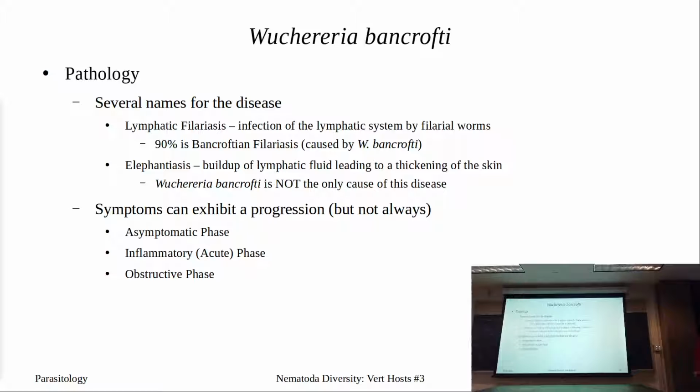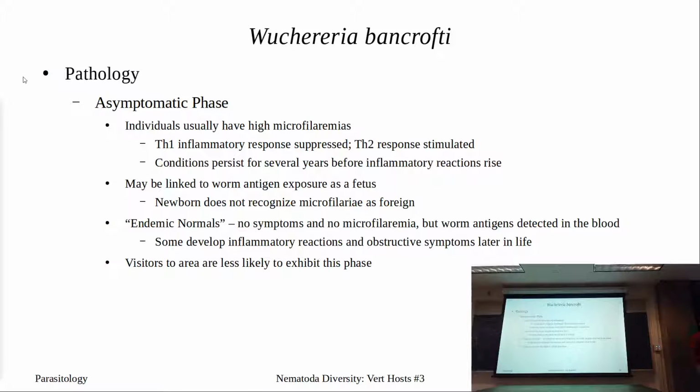Now, I've often presented our pathology as a progression, right? With our infections, think about all the other nematodes. You've got this migration phase, then you've got your GI tract phase, and so forth. This disease, Wuchereria, could cause this progression of symptoms: asymptomatic, inflammatory phase, and then an obstructive phase, but it doesn't always have to do this. We might not see some of these. We might not know we have anything until the obstructive phase. So let's talk about the phases.